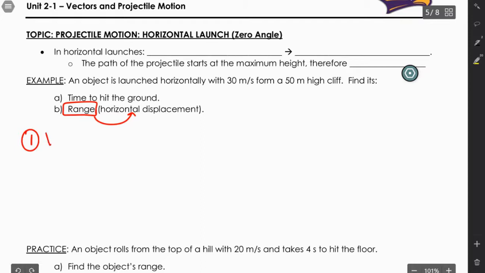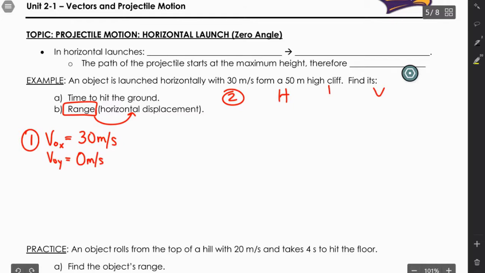Step one, break up that initial velocity vector into components. The good thing about it is that when it's launched horizontally, there's only one component. The other component is zero. So 30 meters per second is in the x direction, and 0 meters per second in the y direction. Now step two is to write the position functions.